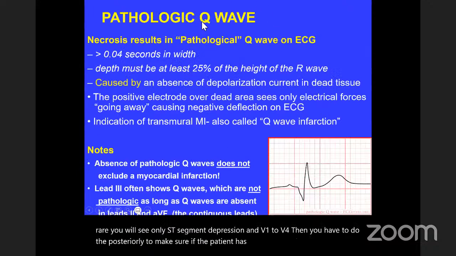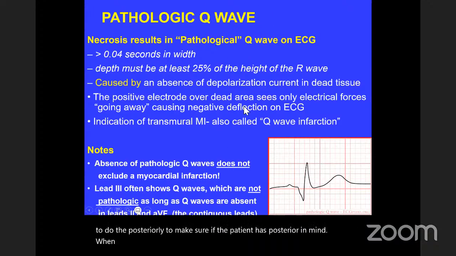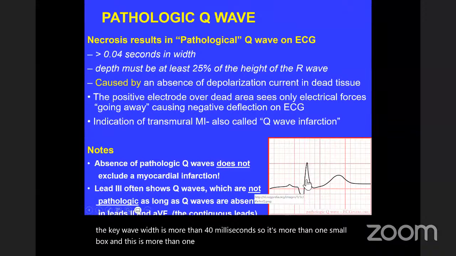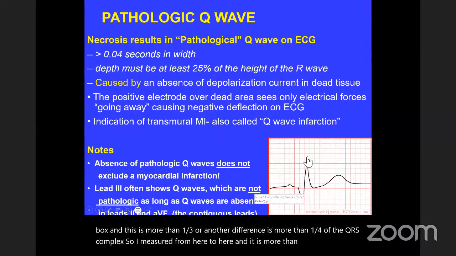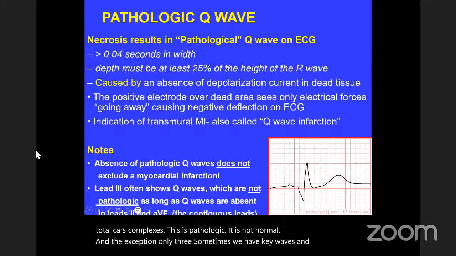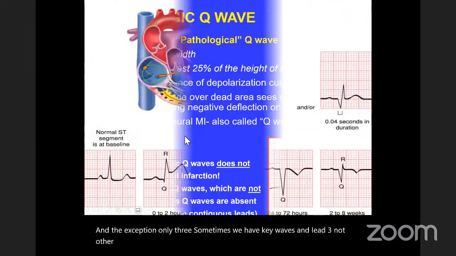Keep in mind, when we say pathologic Q wave, normally we may have some Q waves, but if the Q wave width is more than 40 milliseconds, so it's more than one small box, and the depth is more than 1/3, or in other references, more than 1/4 of the QRS complex. So if I measure from here to here, and it is more than 1/3 or 1/4 of the total QRS complex, this is pathologic. It is not normal. The exception is only lead 3. Sometimes we have Q waves in lead 3, not other leads, then we ignore it. It could be a normal variant.